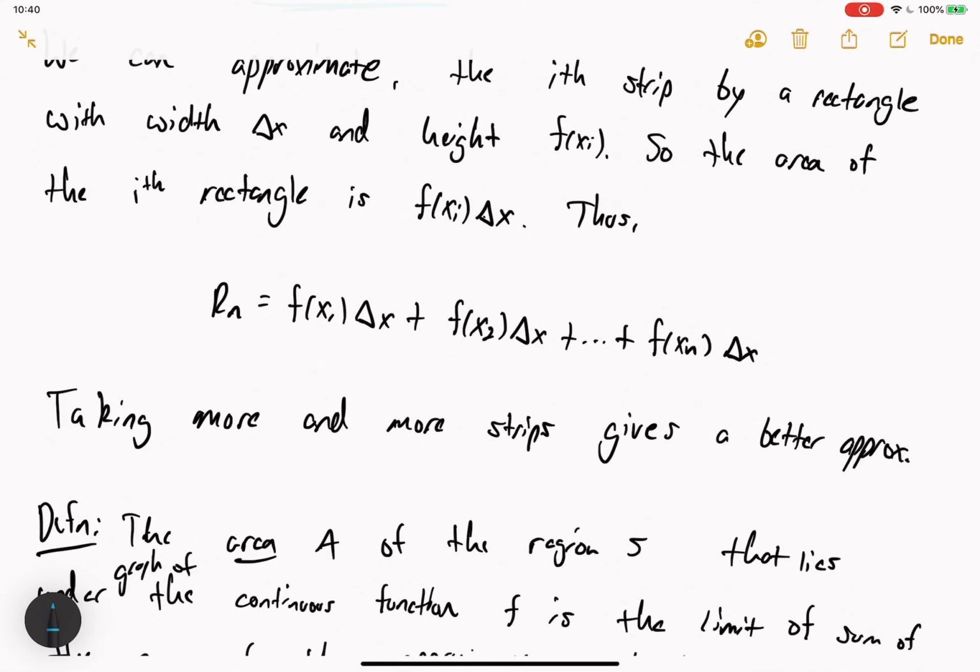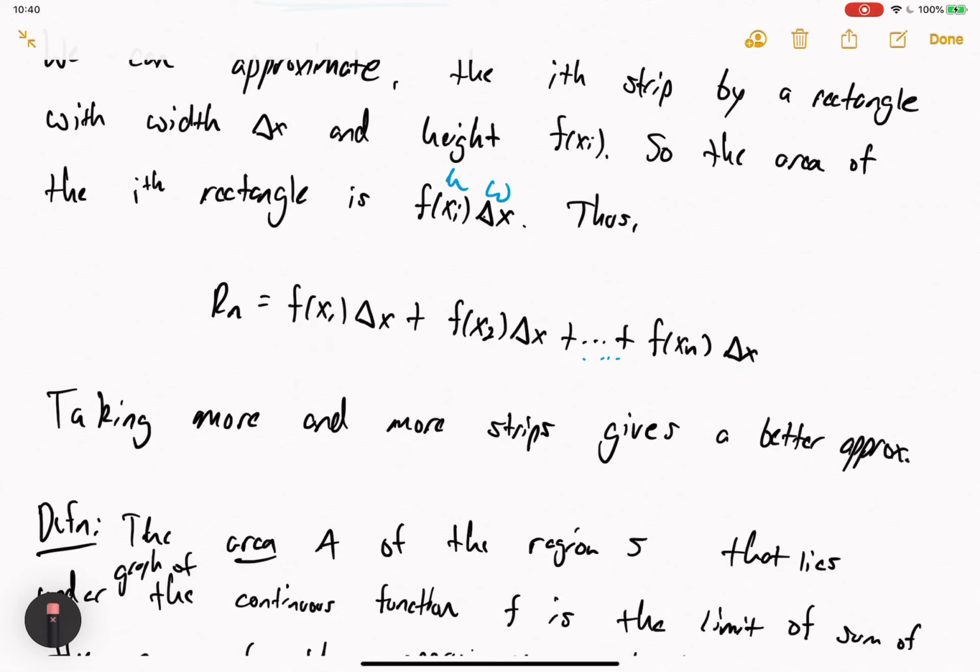So the area of the ith rectangle is going to be f of xi times delta x. So this is our width and this is our height. If you want to figure out Rn, which is again the sum of the rectangles with equal width with the right endpoints, so remember, n rectangles with right endpoints, that's going to be the first rectangle plus the second rectangle plus all the other rectangles plus the last one. So this was f of xn delta x.